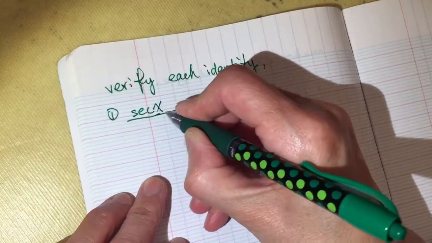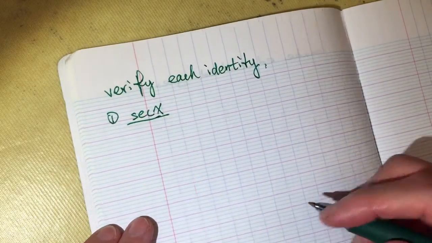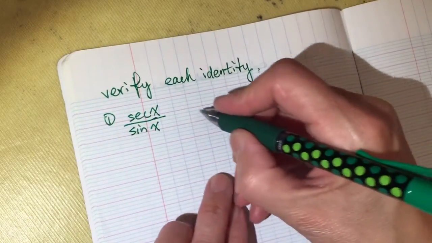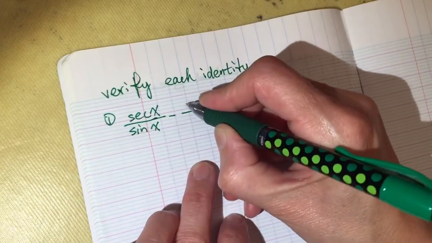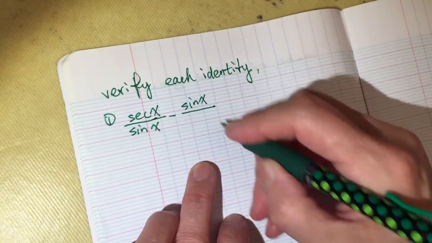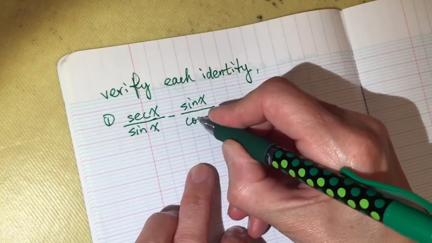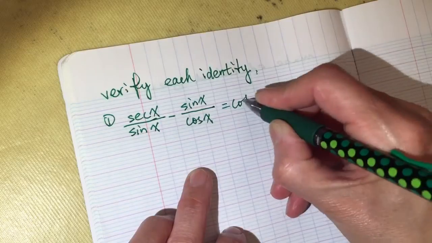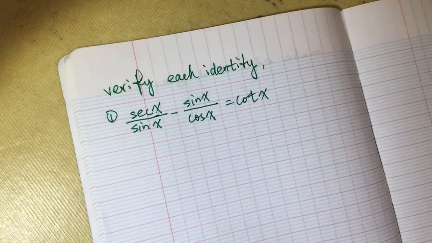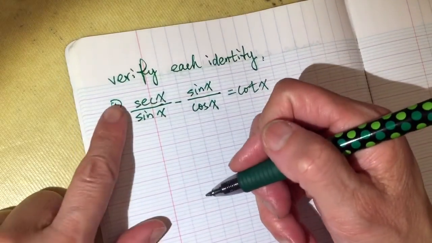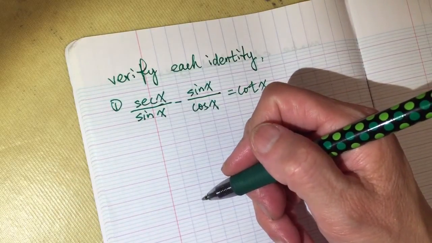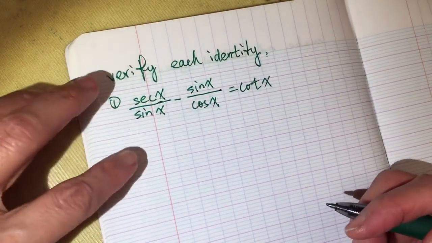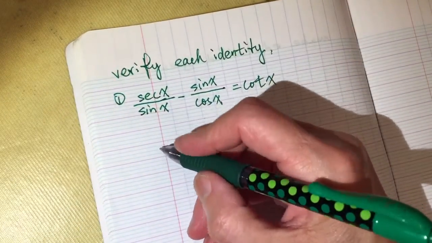This is a question. Secant x divided by sine x over sine x minus sine x over cosine x equal to cotangent x. So what do we do? Secant, I do not like secant. Unfortunately, I do not like secant. So I can change secant.